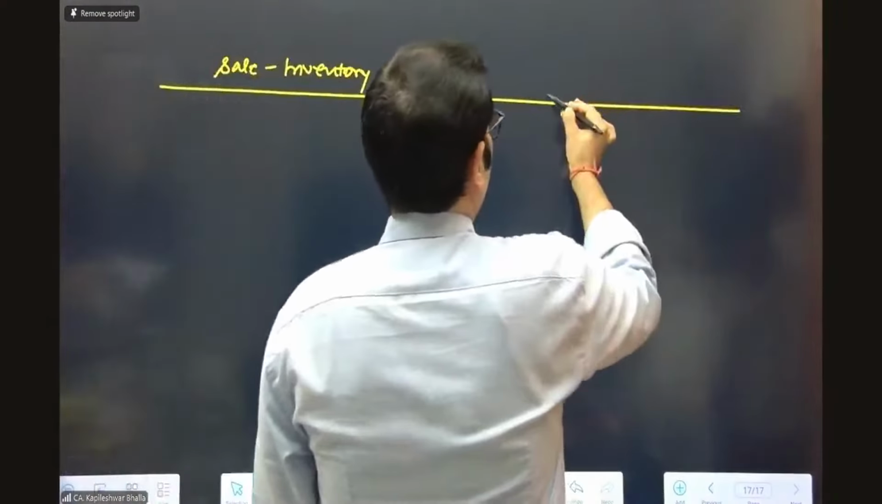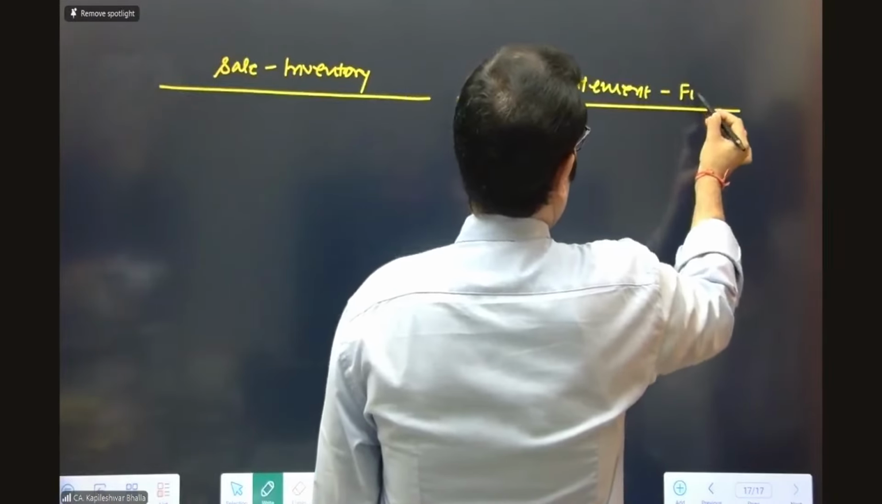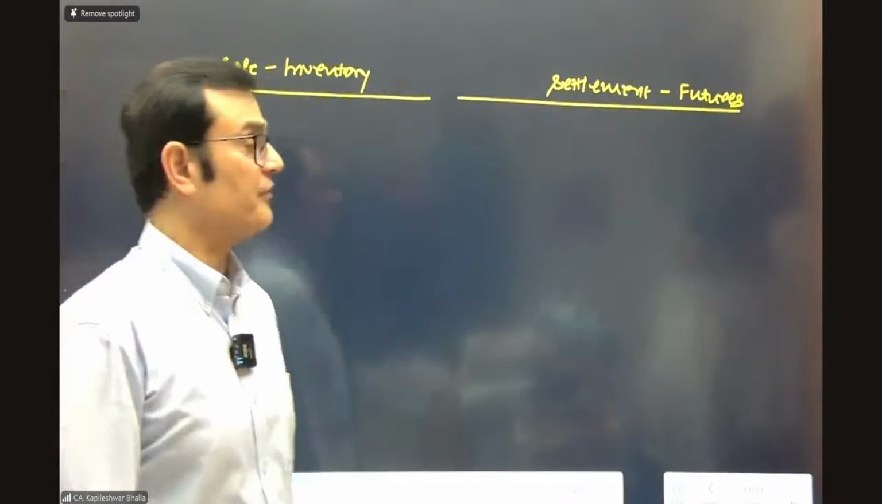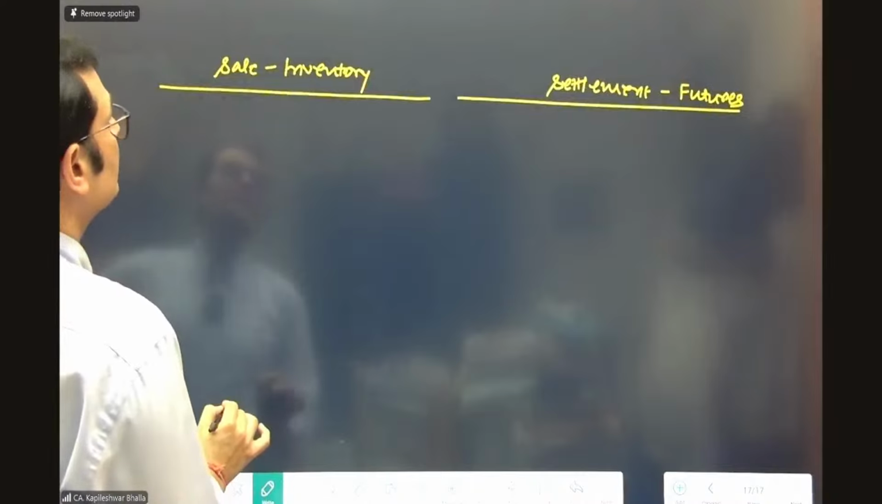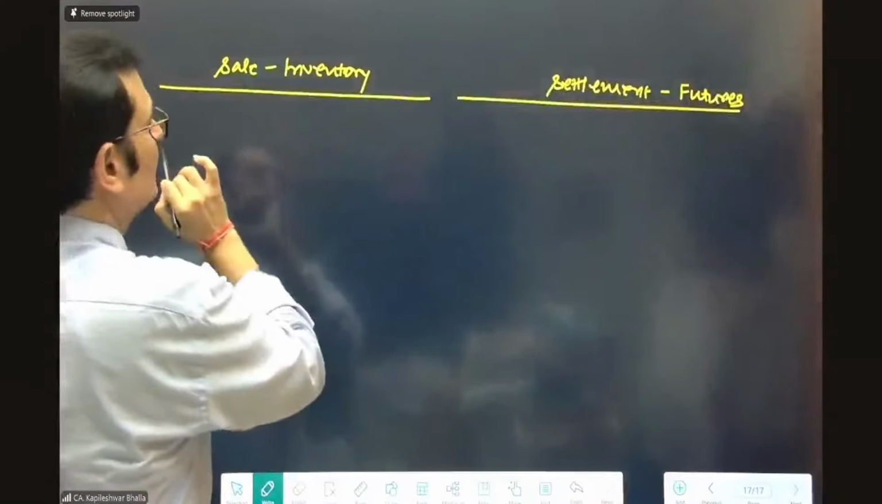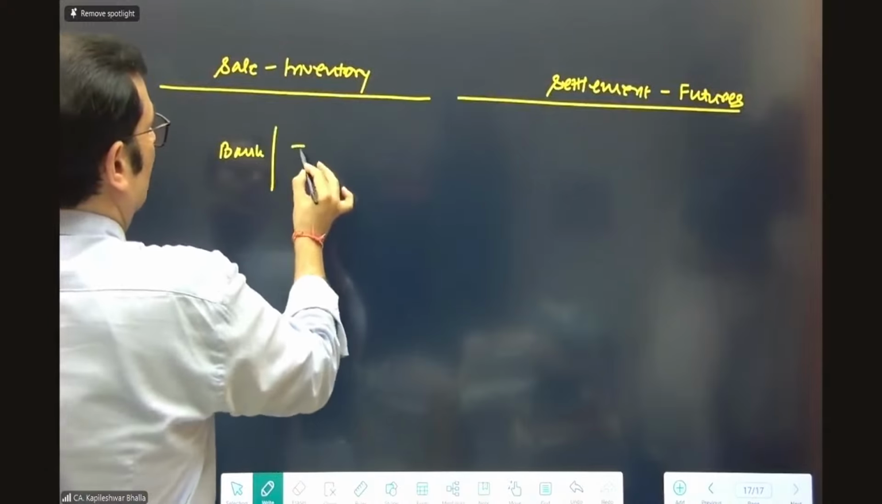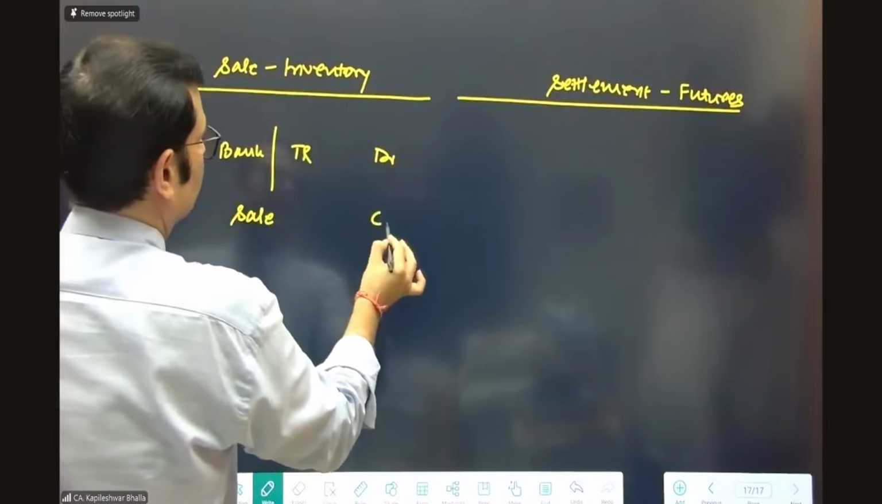So there are two things to be done. We need to capture the sale of inventory, that is 1. And we need to record the settlement of the futures contract, that is 2. So let's begin with, first of all, the sale of the inventory. In this case, we put the entry bank gets a debit, or you can say trade receivable gets a debit, and the sale gets a credit.